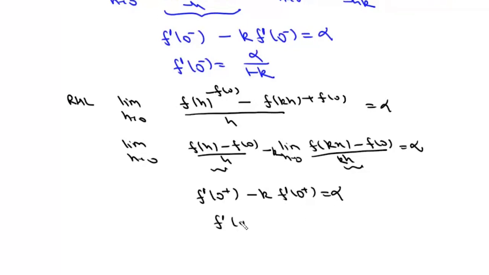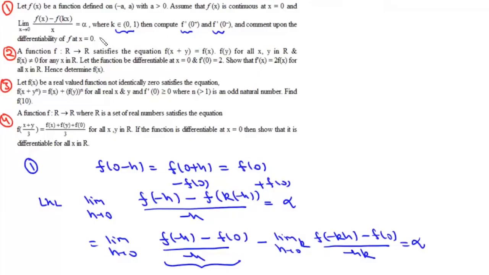So the value of f'(0+) will be alpha upon 1 minus k, and since they are equal, f'(0) exists and the value of f'(0) will be alpha upon 1 minus k, and therefore this function is differentiable at x equals 0.